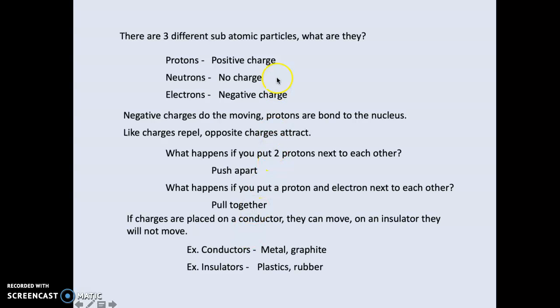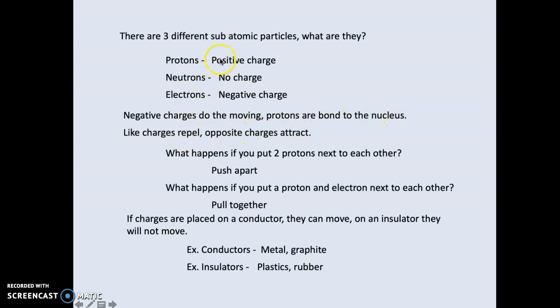primarily really important for this. So remember that atoms, so all matter, all stuff, is made up of three different subatomic particles. Protons, which are positive, neutrons, which are neutral, and electrons, which are negative. Now, protons and neutrons are really big compared to electrons, and they don't go anywhere. And electrons are able to move around, so the negative part moves around. So negative charges do the moving, protons are in the nucleus with the neutrons.